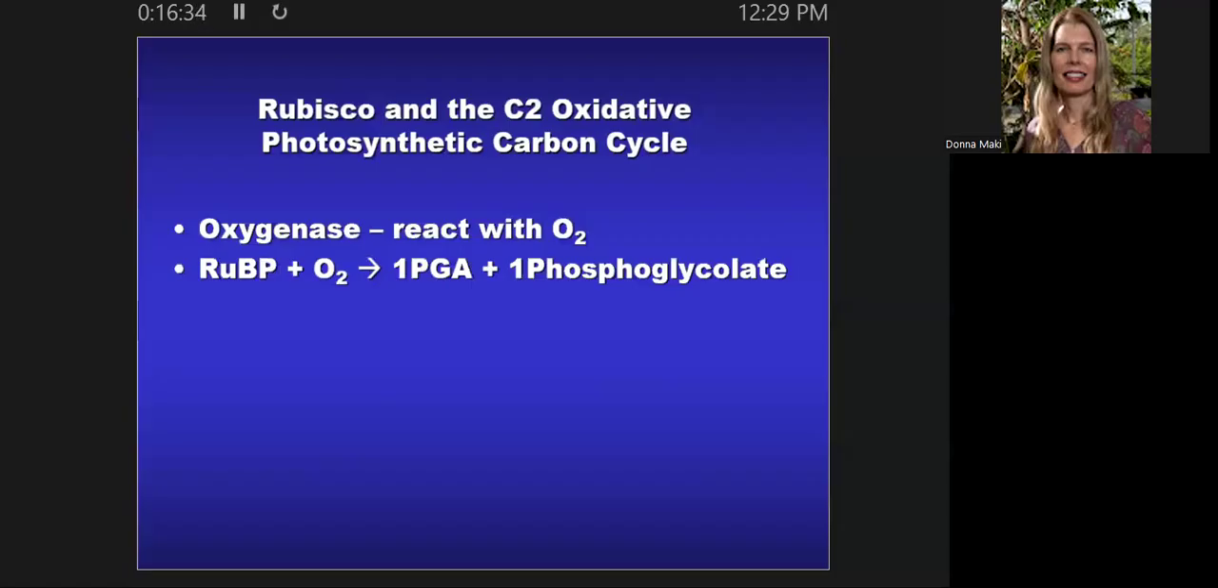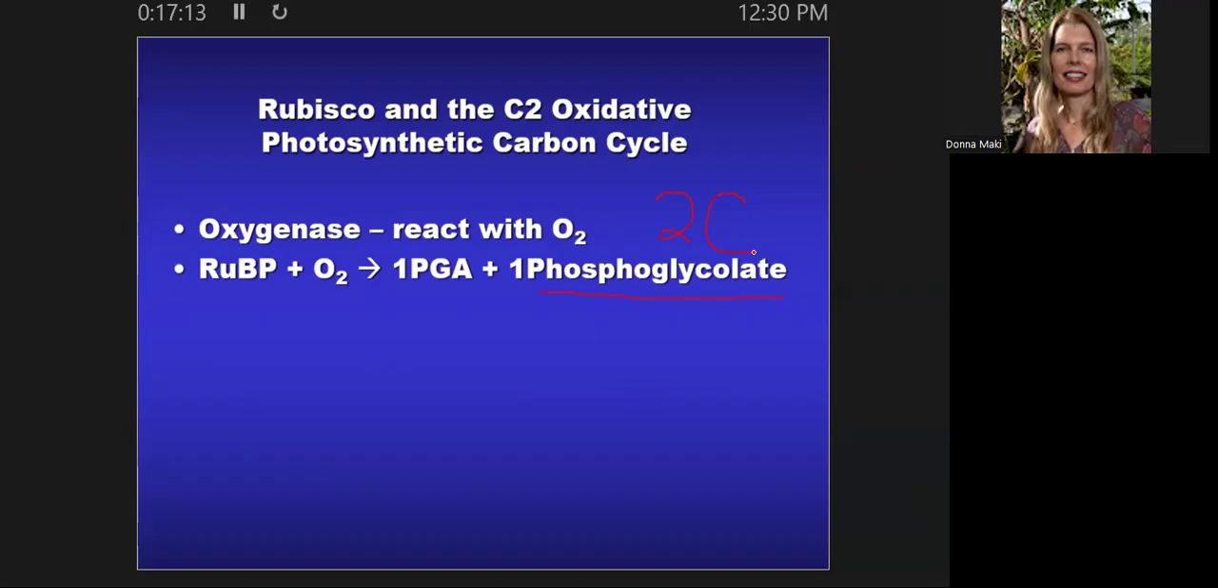You do get one PGA, which is great. That can feed right into the Calvin cycle. That's part of the Calvin cycle. But then you get this funky phosphoglycolate. This is a two-carbon molecule because obviously oxygen doesn't have a carbon. So we're short a carbon. So you get one PGA and then this funky two-carbon phosphoglycolate. There are no enzymes in the Calvin cycle that can deal with a two-carbon. So this two-carbon is a problem. That cannot feed right into the Calvin cycle.